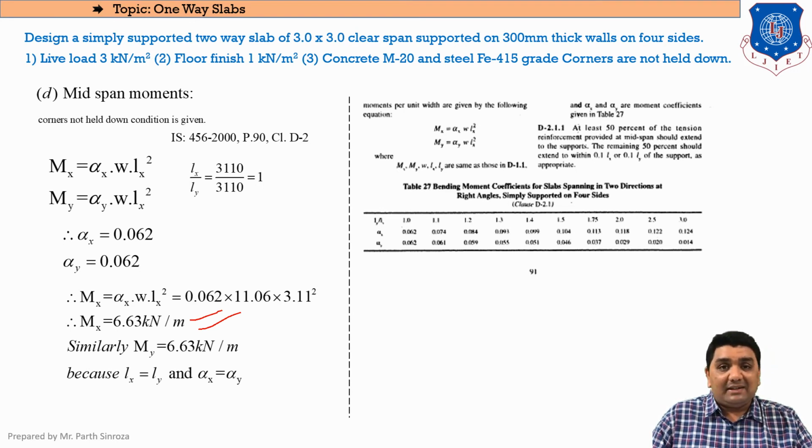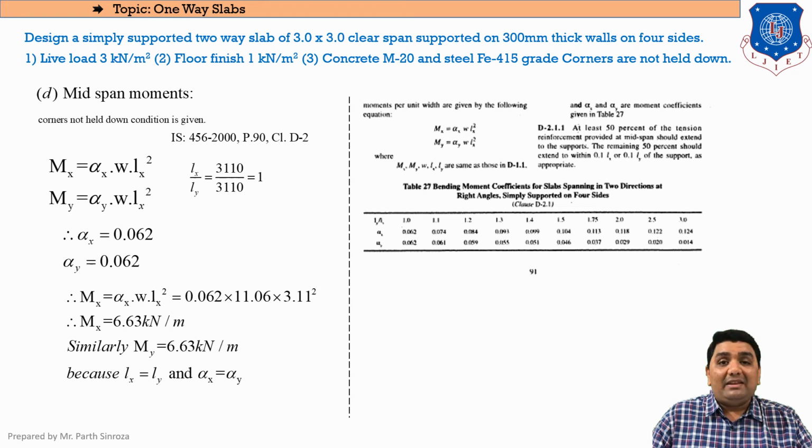Now as alpha x and alpha y are the same, and Lx and Ly are also the same, therefore Mx and My will be of the same value, so no need to find My again. So My will be the same value, that is 6.63 kilonewton per meter. So this was the bending moment calculation, which is different as compared to our one-way slab. So moving further, this portion, that is the analysis portion, is completed.